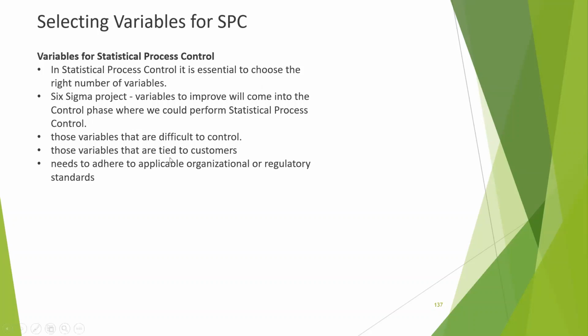The variable that's tied with the customer, for example charge entry or patient count, is tied with the customer. We cannot have control of it, but we can see only the trend of it.